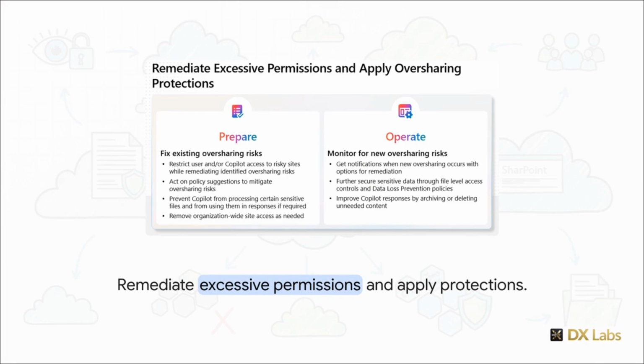The absolutely crucial point here is understanding how all of this fits into the larger administrative lifecycle, which breaks down into two distinct phases: prepare and operate. During the prepare phase, admins fix existing risks. You actively restrict access to risky sites and prevent Copilot from processing sensitive files that lack proper controls.